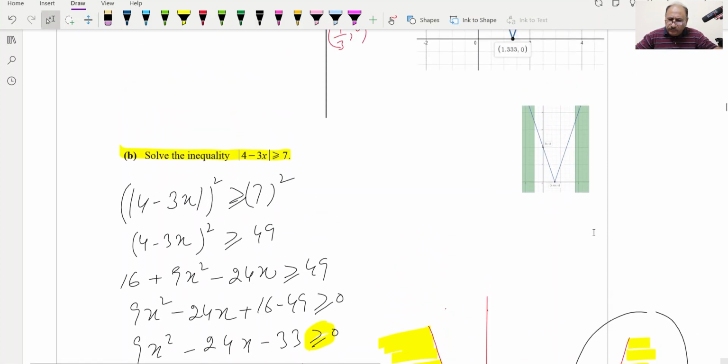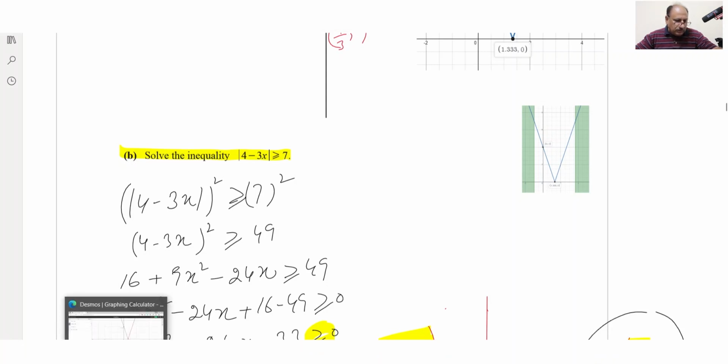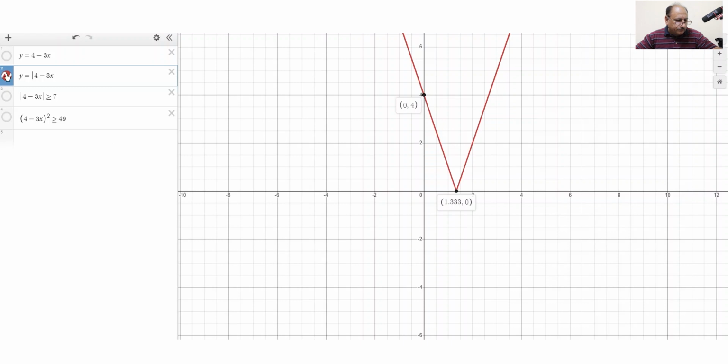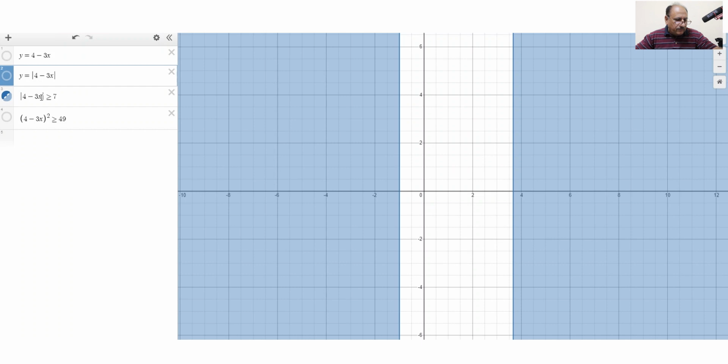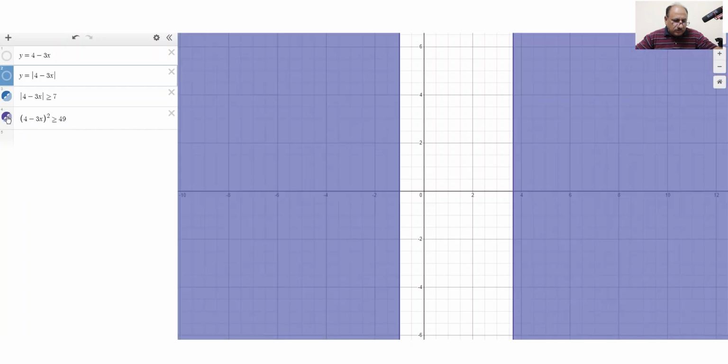Now we can check the same thing in the software also. If we sketch the graph, this is the graph of mod of 4 minus 3x greater than or equal to 7. If you draw the mod or take the quadratic equation, it will result in the same graph. And if you take (4 minus 3x) whole squared greater than or equal to 49, you can see this is the same graph, changing color.